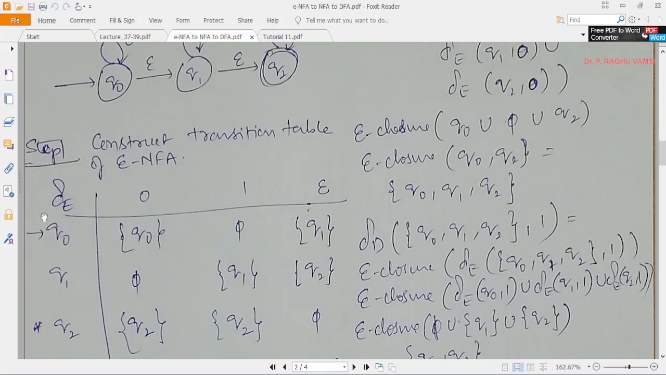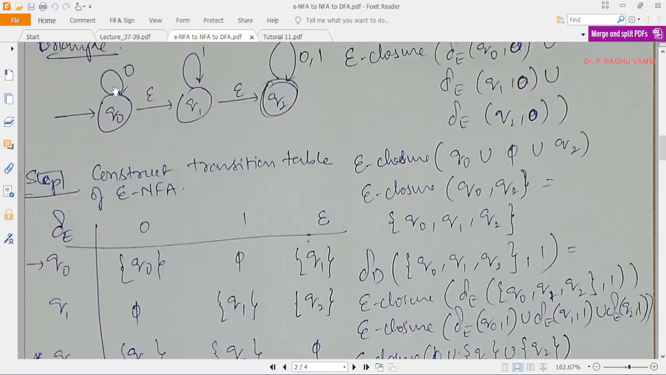So here is the transition table δE for the epsilon-NFA. Q0 is the starting state, and Q2 is the final state, which I have marked with a star. The star is the final state and the arrow mark represents the starting state. So Q0 on 0, where is it going? To Q0 itself. Q0 on 1 goes to the null state because there is no transition for input 1. Next, Q0 on epsilon goes to state Q1. So this is the simple state transition table.